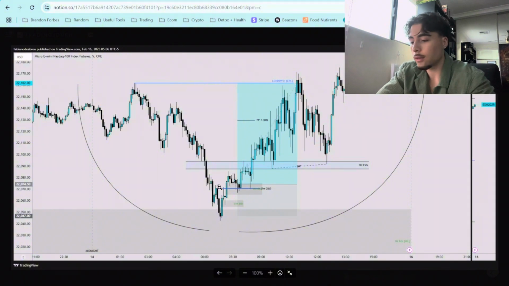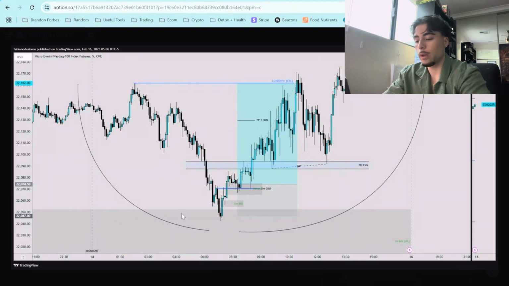But I would like to have seen an SMT with this low, but there wasn't anything with ES. Potentially with the YM, we could have had some bullish SMT, but I usually use SMT with the YM on much higher time frames, like the monthly and the weekly, not in intraday trades. So you can see just how beautiful this trade was.